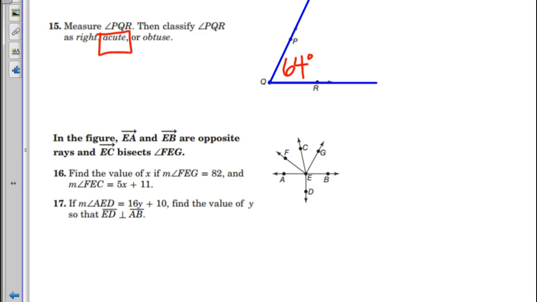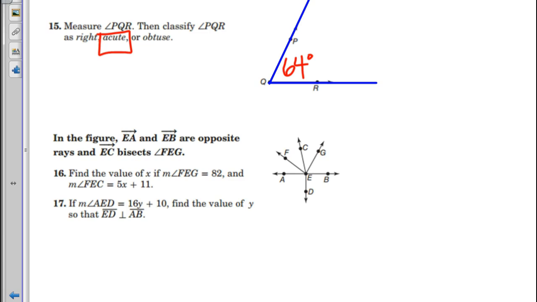In the figure, ray EA and ray EB are opposite. Now, since I know that, opposite rays form straight angles, which means that is 180 degrees, and this is 180 degrees. So things that I know right off the bat just from the instructions. So keep that in mind.